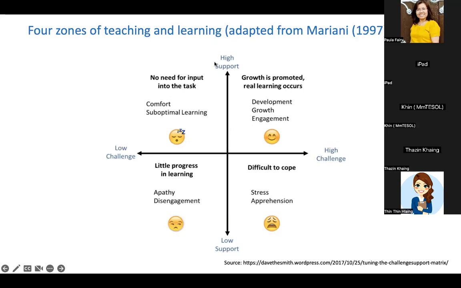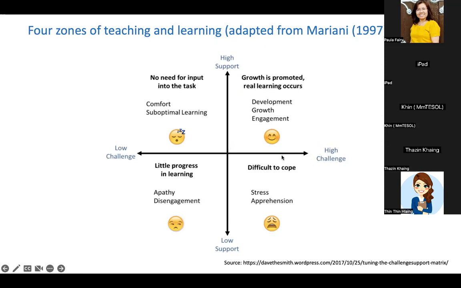So here is the last one. High support and high challenge. The classrooms with high challenge and high support, that is what Mariani is referring to as effective classrooms. Teachers create challenging tasks, and at the same time, the teacher is giving enough support to help the students learn. So that kind of classroom is the most effective classroom according to Mariani 1997. And this is the place where Vygotsky's zone of proximal development is happening. And also this is the place where scaffolding is happening.